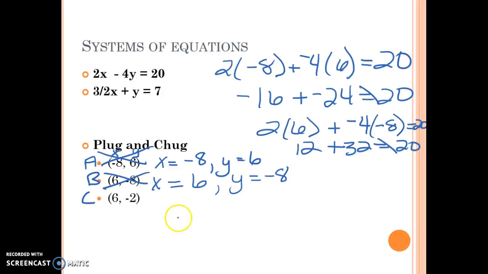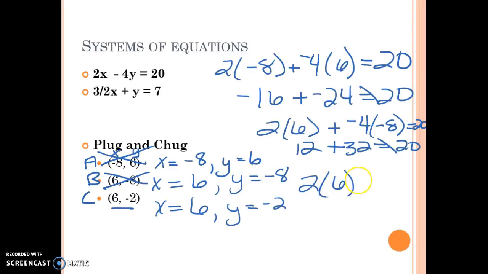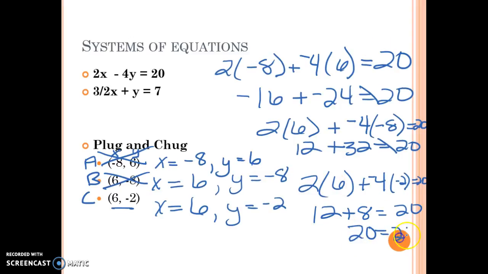Let's try C. What it is saying with this is that x is equal to 6, y is equal to negative 2. We'll try that. 2 times 6 plus a minus 4 times negative 2. Does that equal 20? 2 times 6 is 12. Negative 4 times negative 2 is equal to a positive 8. 12 plus 8 is 20. 20 does indeed equal 20.